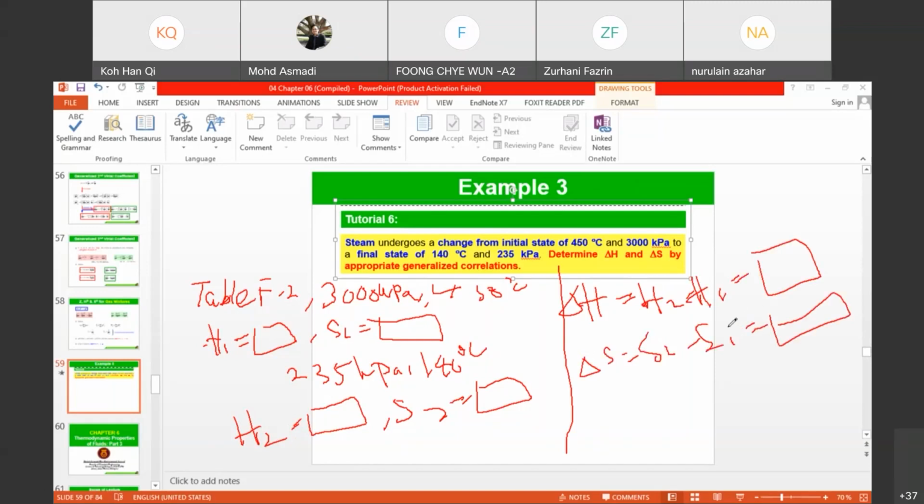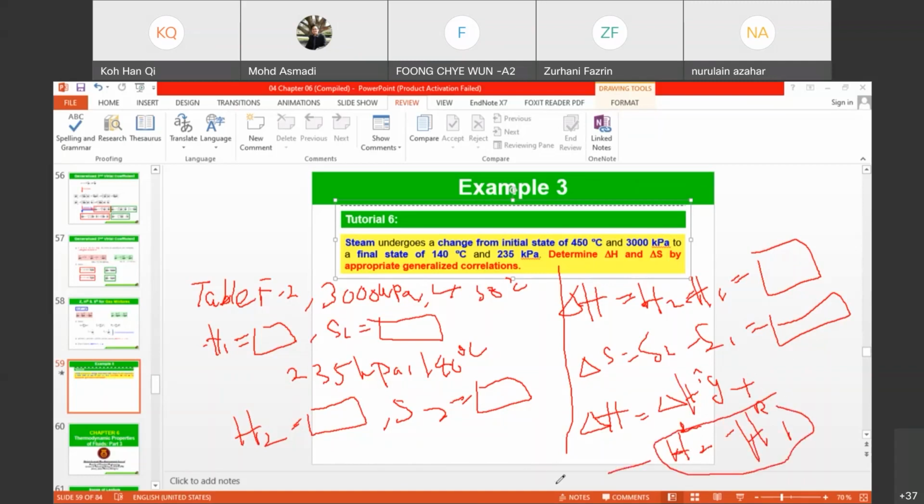Then you substitute into the previous equation, delta H equal to delta H ig plus H2 R minus H1 R, which is from the virial. So you can get the answer delta H. Please determine the answer.